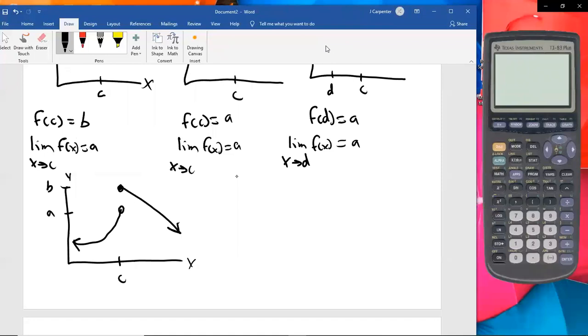So let's only focus on the C. So for this one, F of C is equal to, well, is it A or B? Well, it takes the shaded one, it takes the B.